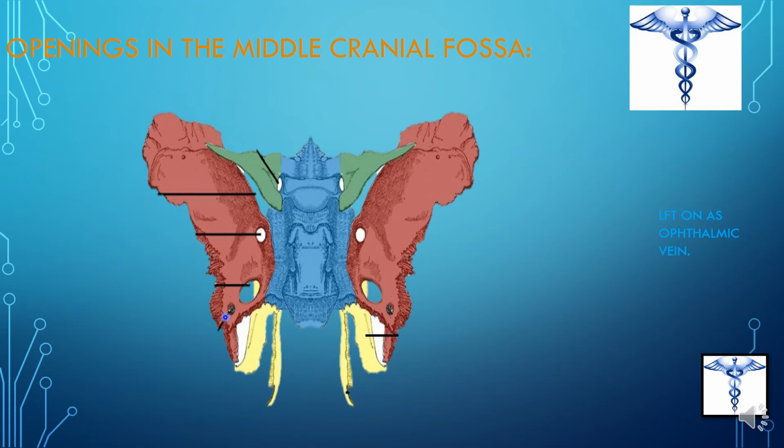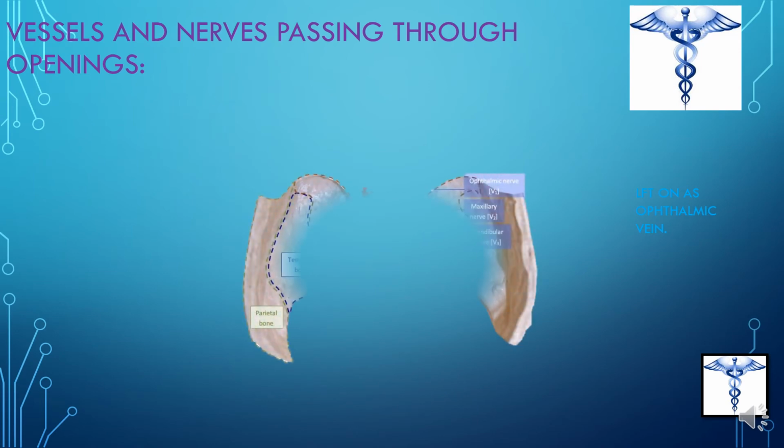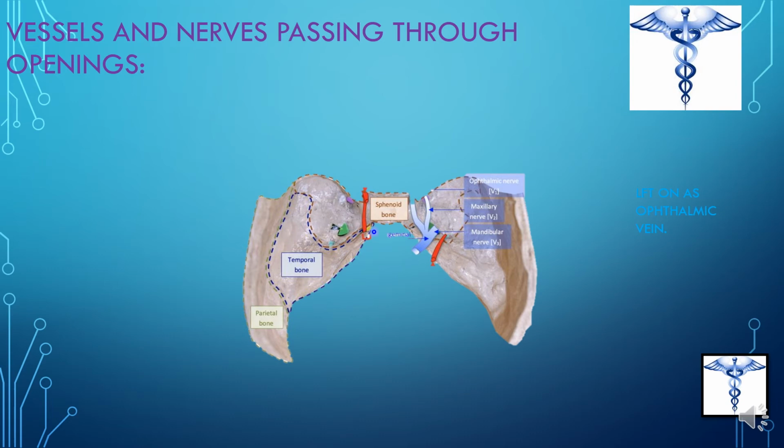One thing that must be remembered is that the foramen spinosum, foramen ovale, and the foramen rotundum, the petrous part of the temporal bone, all of them pierce the greater wing of sphenoid. That opening is called the foramen lacerum. Foramen lacerum is an irregular opening. At the side of this foramen lacerum is the carotid canal. Through this carotid canal, the carotid artery passes.